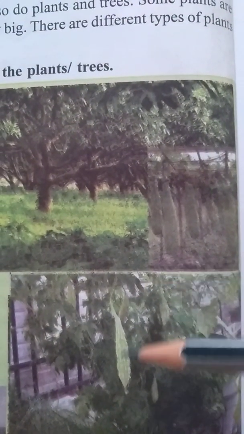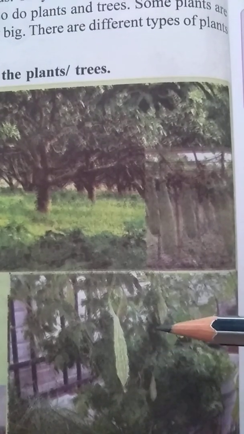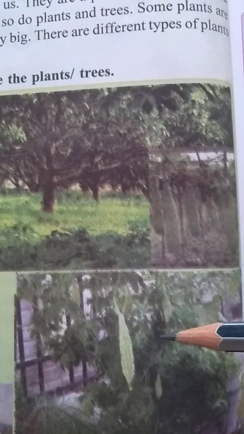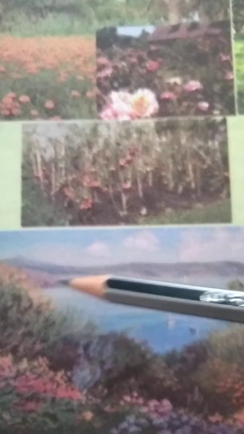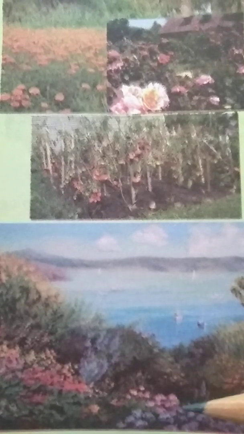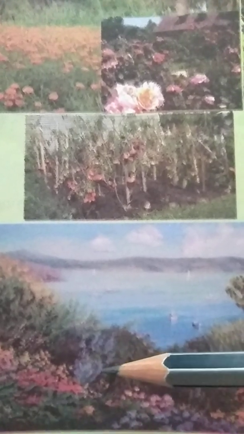What are these? These are the bitter gourds. Do you all like bitter gourd? No. Why? Because they taste bitter. So here also these bitter gourds are hanging. Here in the next picture, what are these? Wow, they are the colorful flowers. They are called the show flowers, which we use for decoration. In the next picture, what are here? These are the cauliflowers. They grow on the ground.